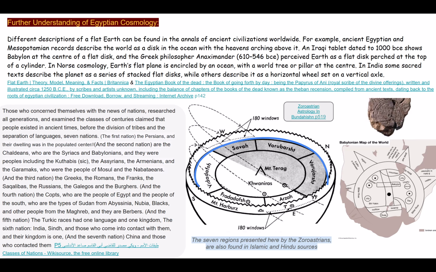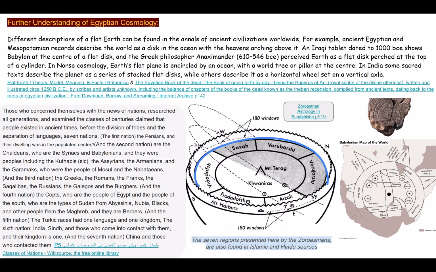So in Norse cosmology, the Earth is a flat plane encircled by an ocean, and there's a tree or a pillar at the center. This is very similar to what the Zoroastrians believe in. If you look at Mount Terag, it's an anchor that holds the world in place, right? Because like we've said, the earth is surrounded by water on all sides, so it might float away. You need to hold it in place. This mountain acts as an anchor that holds it in place. And we're going to read about this.